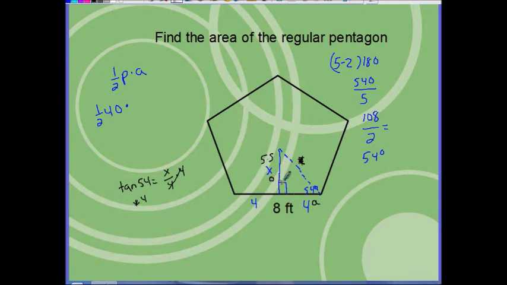5.5 is the length of that apothem. The apothem, again, is the perpendicular segment from the center to the middle of our side. Let's plug that in. Half of 40 is 20, times 5.5 gives me 110 square units. And we're set.